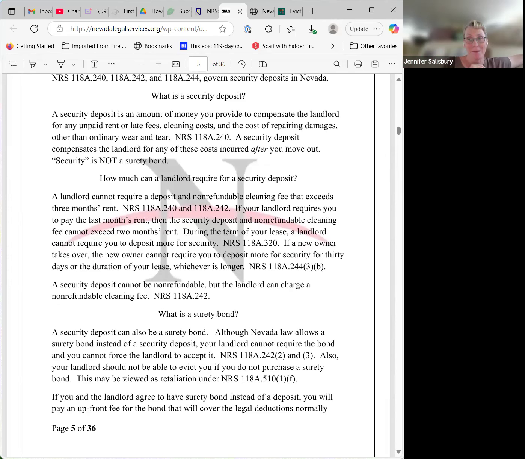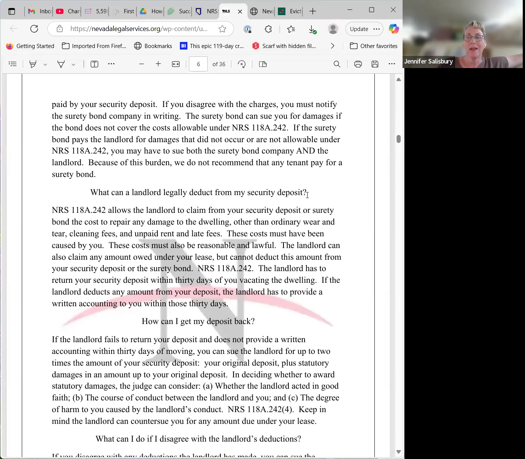What can a landlord legally deduct from a security deposit? Well, it could be unpaid rent, late fees, cleaning fees, anything other than normal wear and tear, like sledgehammers to the walls, punching through doors. That's not normal wear and tear. That's malicious. That is willful damage. So these costs must be reasonable and lawful if people are trying to deduct against a security deposit or a surety bond.